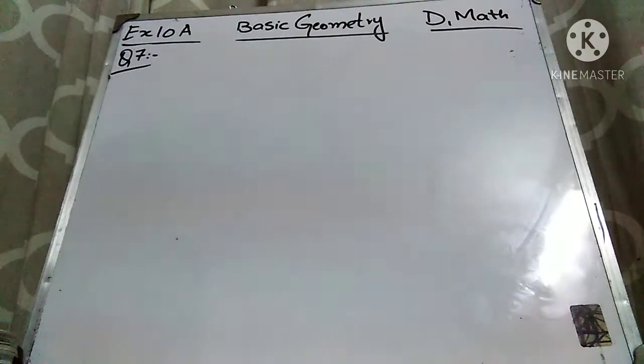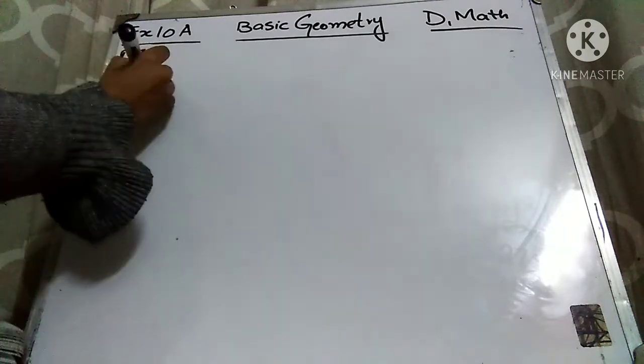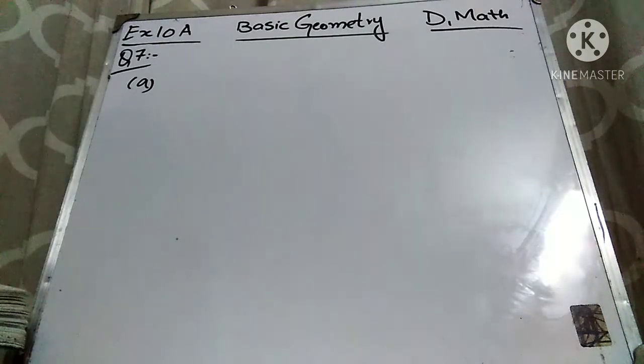Today our lectures are related to chapter 10, which is basic geometry. I'm going to explain exercise 10a, and your book is D1 Math, New Syllabus Mathematics 1. Question number 7 is: for each of the following figures, find the value of the unknown. Students, different angles are given, and the angles are on a point.